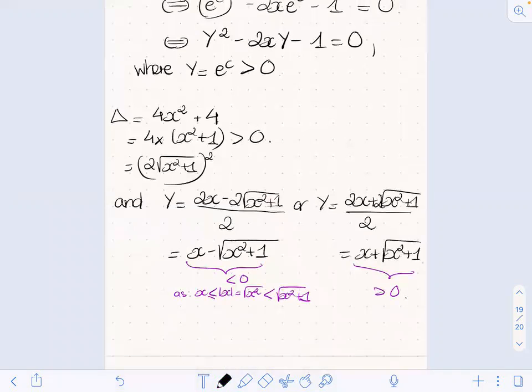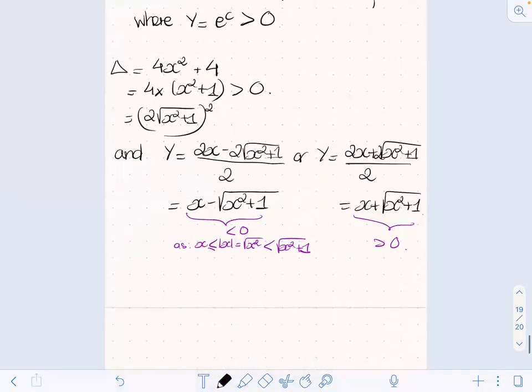To the second expression? Yeah, absolutely. Therefore y, which was equal to exponential of c, will be equal to x plus square root of x squared plus 1.